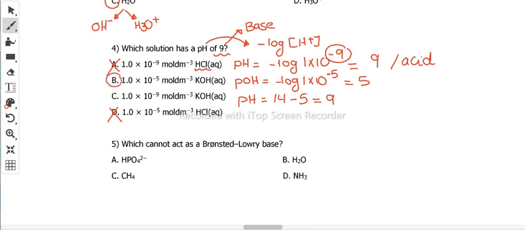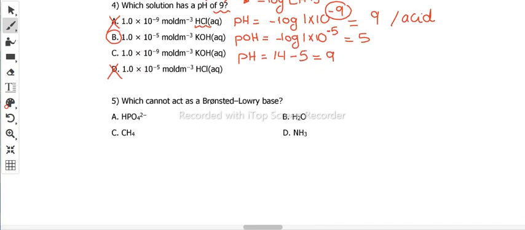So here remember to choose the base, then remember to calculate the pOH value, then to find out the pH value. Continuing with question number 5, which cannot act as a Bronsted-Lowry base? What is the definition of a Bronsted-Lowry base? It is a proton acceptor. So we are looking for the one that cannot behave as a proton acceptor.